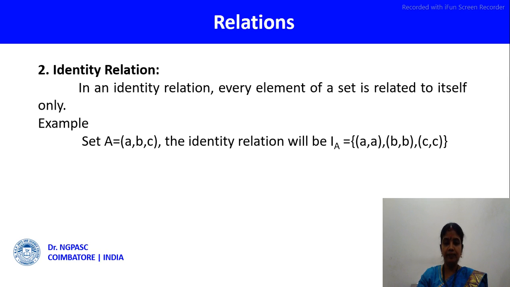Identity relation. Every element of a set is related to itself. That is, if A equal to {A, B, C} be a set, then the identity relation denoted by I_A is {(A, A), (B, B), (C, C)}.